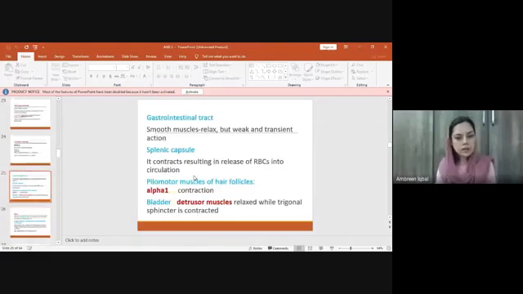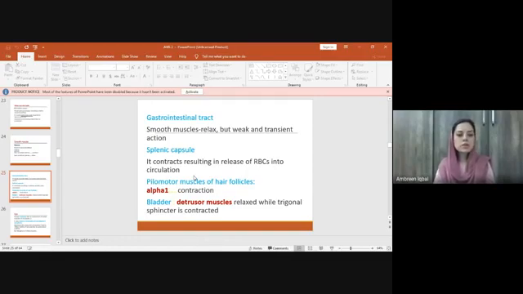GIT. On the GIT, there are alpha 1 and beta 2 receptors, and both are going to cause relaxation. But the affinity of adrenaline with the receptors of the GIT is very low. So they are going to cause a weak, transient action. Then comes the splenic capsule. It contracts and results in the release of RBCs into the circulation. And there is another effect on the pilomotor muscles of the hair follicles. When adrenaline acts on the alpha 1 receptor, it promotes contraction of the pilomotor muscles of the hair follicles.